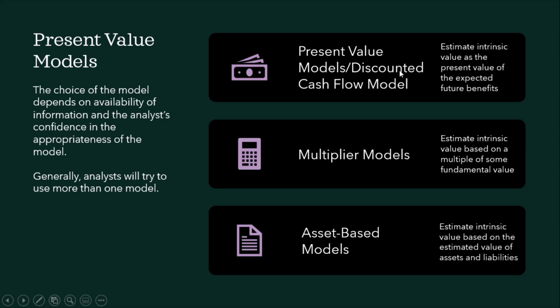Basically, present value models or discounted cash flow models, because we also have the free cash flow model. It estimates the intrinsic value as the present value of the expected future benefits or future cash inflow. Okay. Multiplier models estimate intrinsic value based on a multiple of some fundamental value, and asset-based models are based on the value of assets and liabilities. Okay. So the choice of the model depends on the availability of information and the analyst's confidence in the appropriateness of the model. So this is what I mentioned earlier.